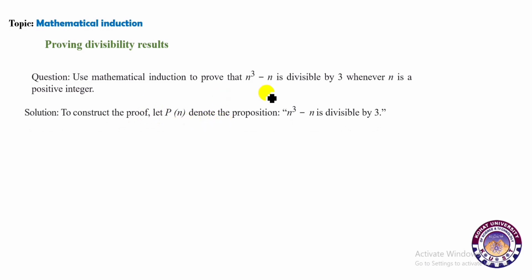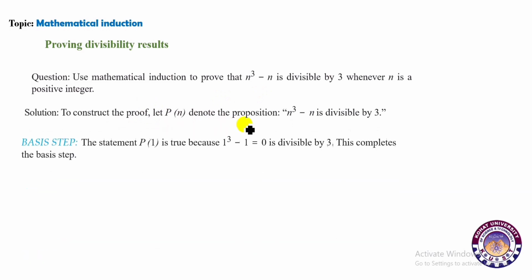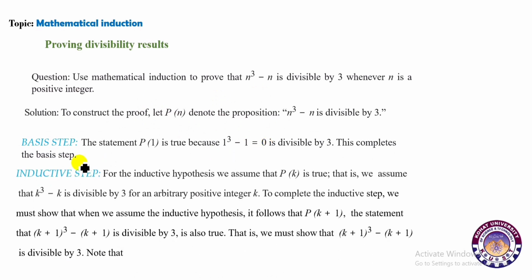Let the given proposition be p of n. Then taking n equal to 1, we get 1 cube minus 1 is 0, and 0 is divisible by 3. This completes the basic step. We proceed to the inductive step, and in this inductive step we assume that the given proposition p of n is true for n equal to k, that is k cube minus k is divisible by 3.